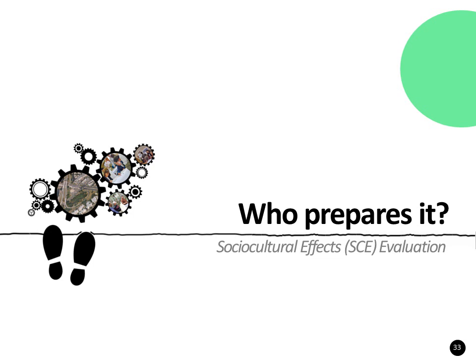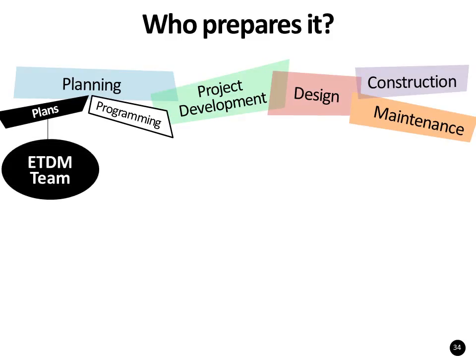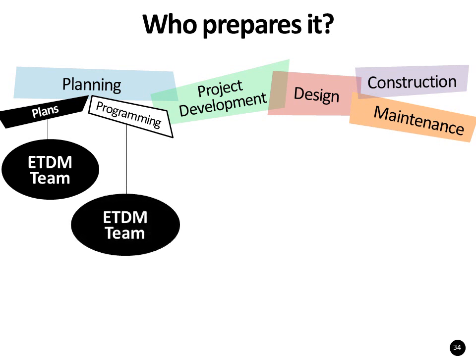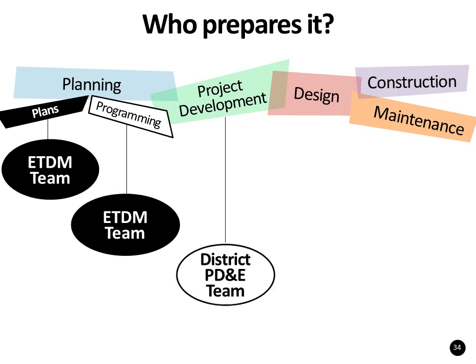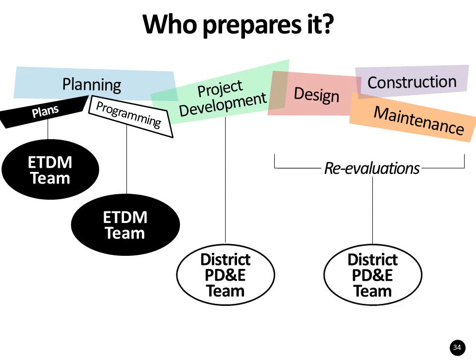Who prepares the SCE evaluation will vary depending on the project phase, type, and location. During planning, when long-range plans are developed, SCE evaluations are performed for qualifying projects by the assigned ETDM team. When a project is being considered for the department's work program, the assigned ETDM team prepares the evaluation. The District Project Development and Environment Team performs SCE evaluations during project development and for reevaluations in later project phases.